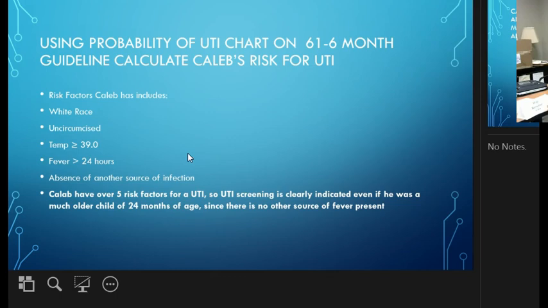Okay, so Caleb has over 5 risk factors for a UTI. So UTI screening is clearly indicated even if he was a much older child, close to the 24 months of age. There's still no other source of fever present, so you should always think of ruling out a UTI when you can't find a source for the fever. In girls, and especially in uncircumcised boys, you should always think of UTI.